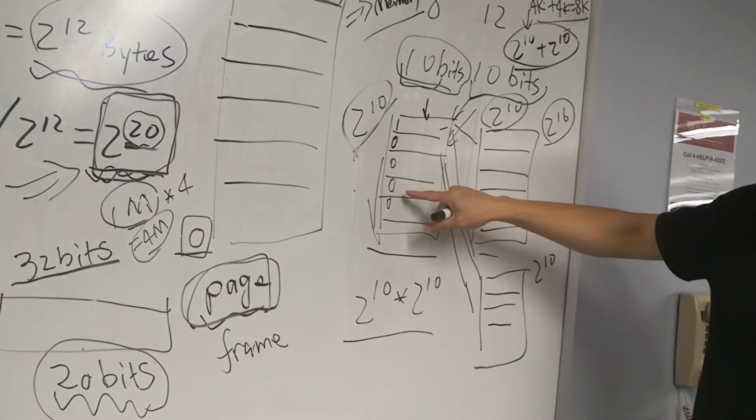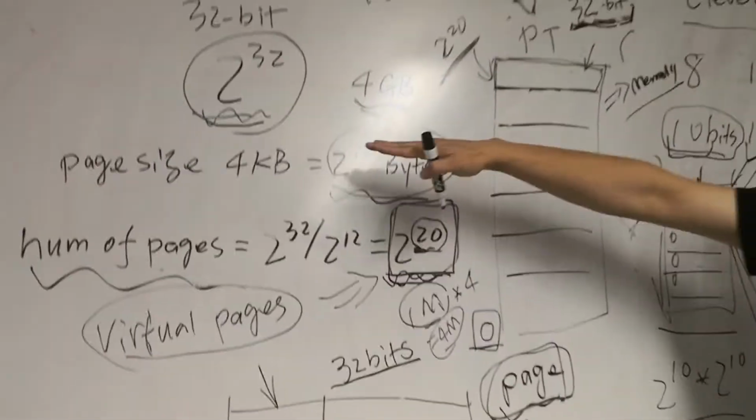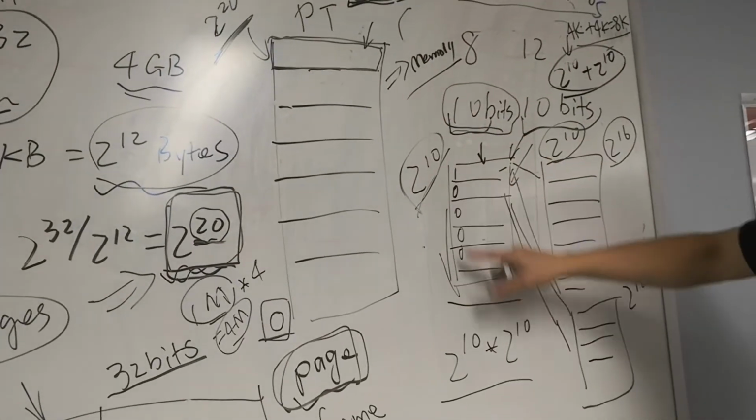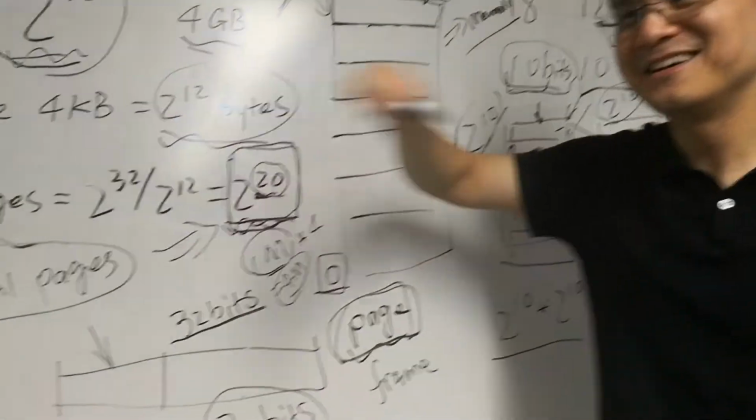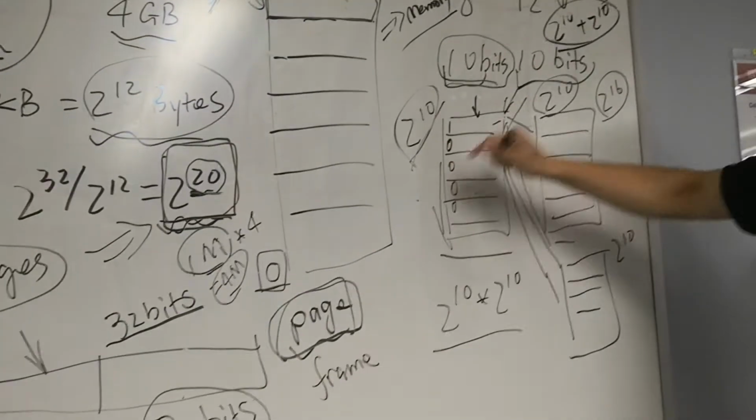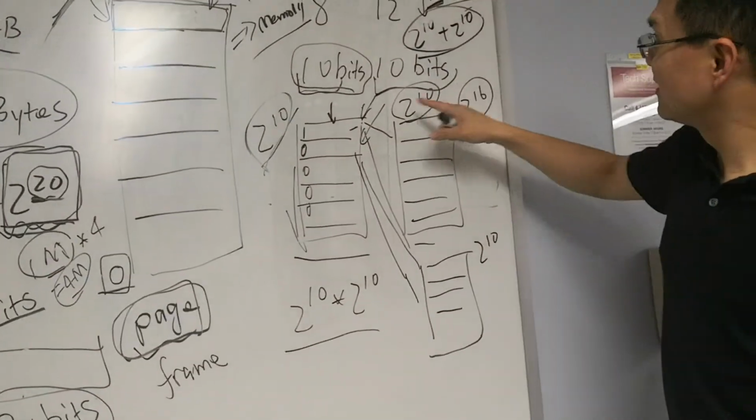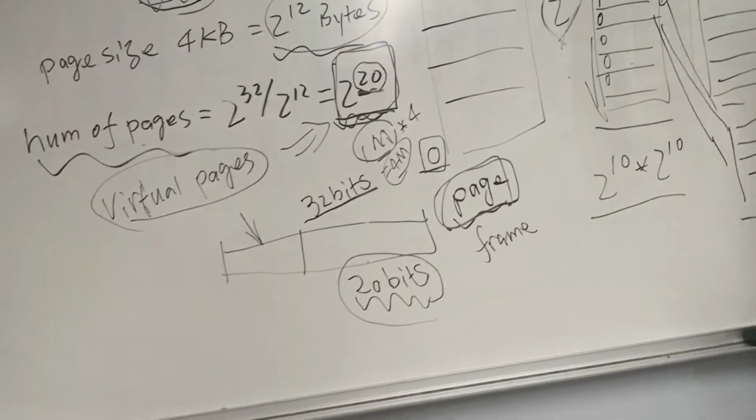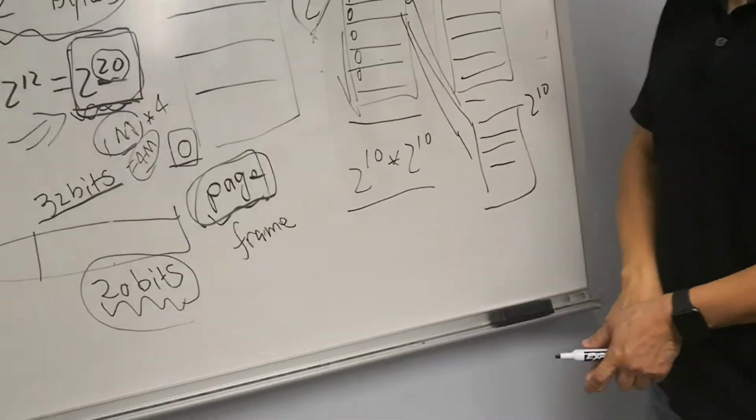So normally for a 32-bit system, if you have 4 KB for the page size, each page table can fit into one page. You guys see that? 4 KB. Each table here, you can put each page table into one page. I know it's a lot of numbers, but anyway, this is for you guys to know.